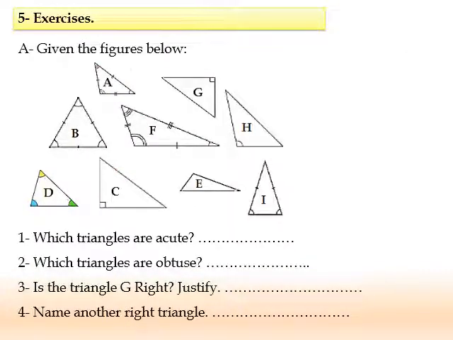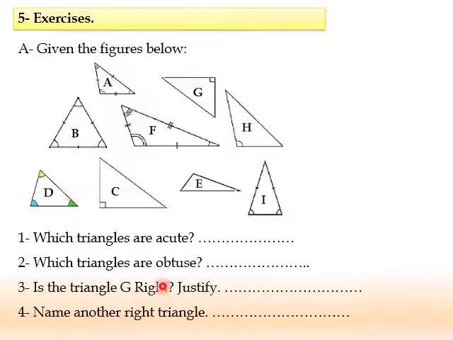Now, you have to practice and solve these exercises in your copybook. The question is, given the figures below, here you have triangles A, B, C, D, E, F, G, H, and I. You have to look well at them and tell me which triangles are acute. Acute means 3 acute angles inside the triangle. Which triangles are obtuse? Obtuse means there's an angle whose measure is greater than 90 degrees.